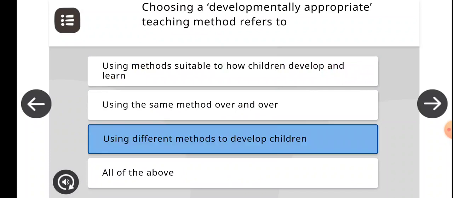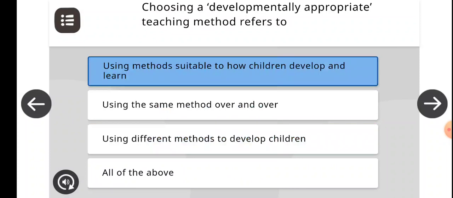And using different methods to develop children, of course we will use different methods to develop the children, but if you observe option A, using methods suitable to how children develop and learn, because every individual, every child is different. So we are not supposed to follow the same technique or the same teaching method for all students. We need to incorporate teaching methods as per the child. So using methods suitable to how children develop and learn is the right answer.